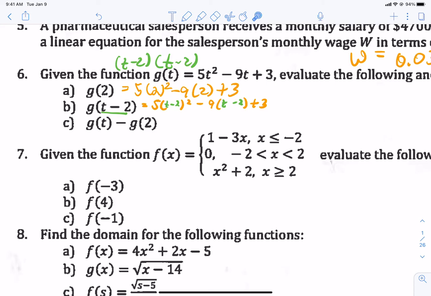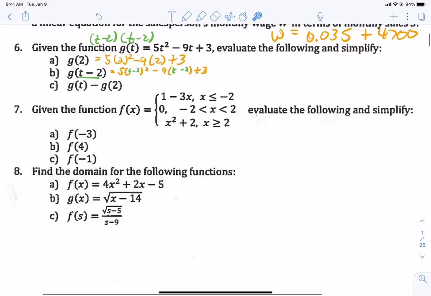Let's look at 6c real quickly. G of t is the function you see here. They want you to take the function you see there and minus off g of 2. Well, what have we found in part A? G of 2. It's going to be a number. You're just going to subtract those two things. So don't overthink these, okay? Let's look at 7. 7 is a piecewise function. It's very easy to get caught up in the fact there's 3 pieces and which piece do I use. So let's go through 7 for a moment.